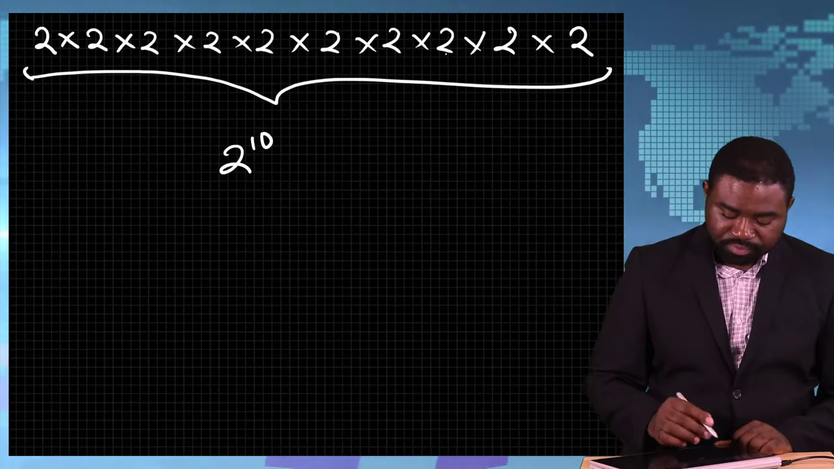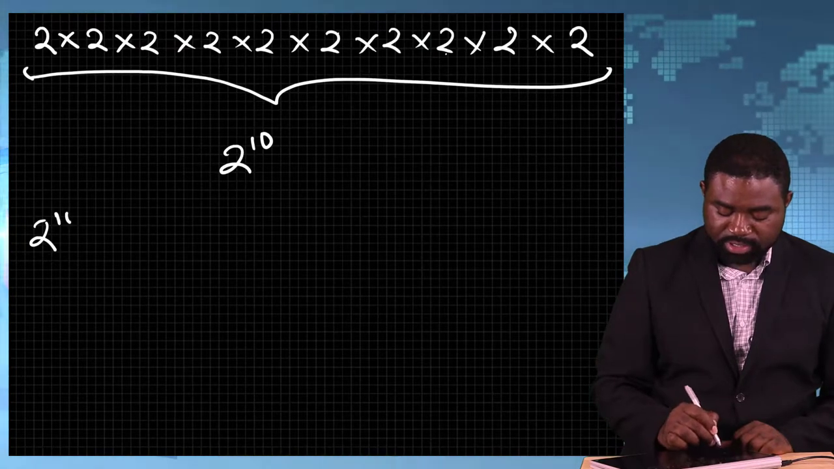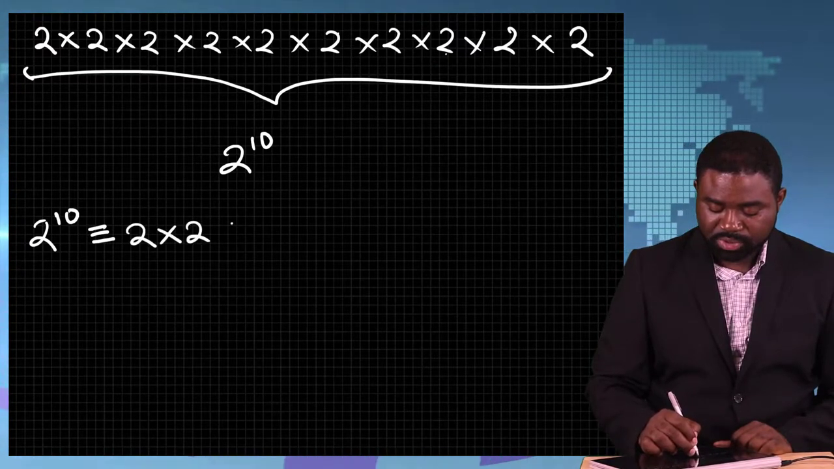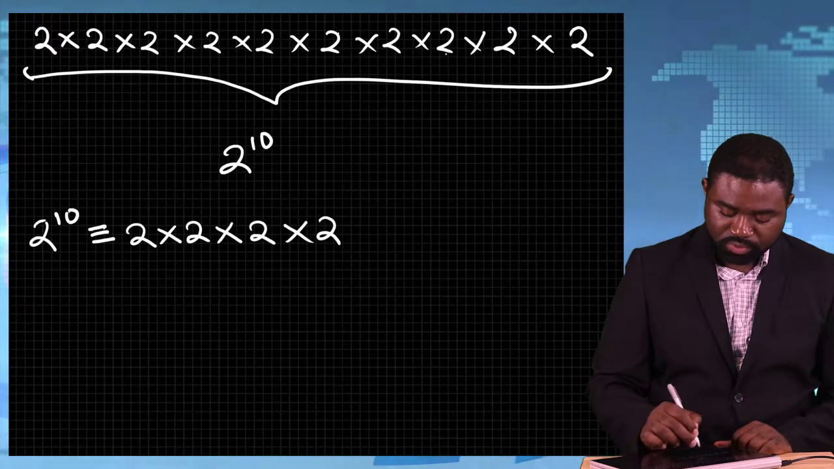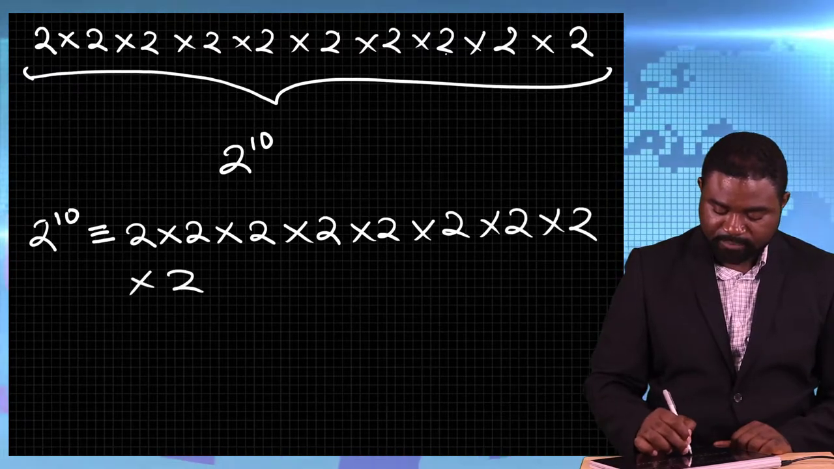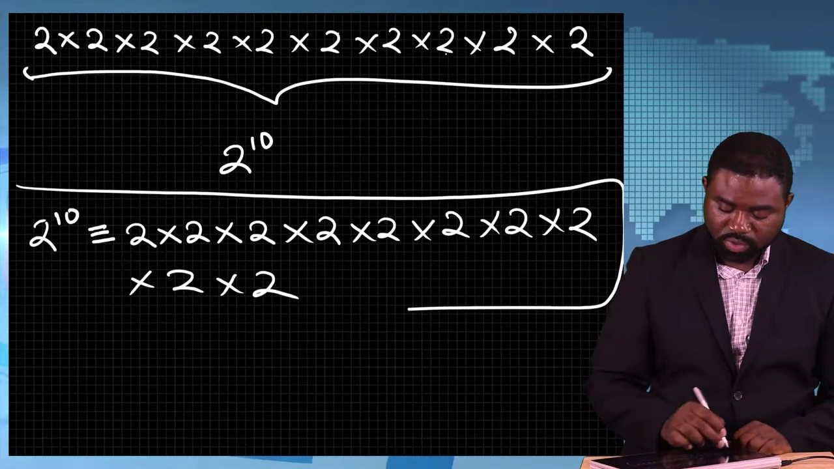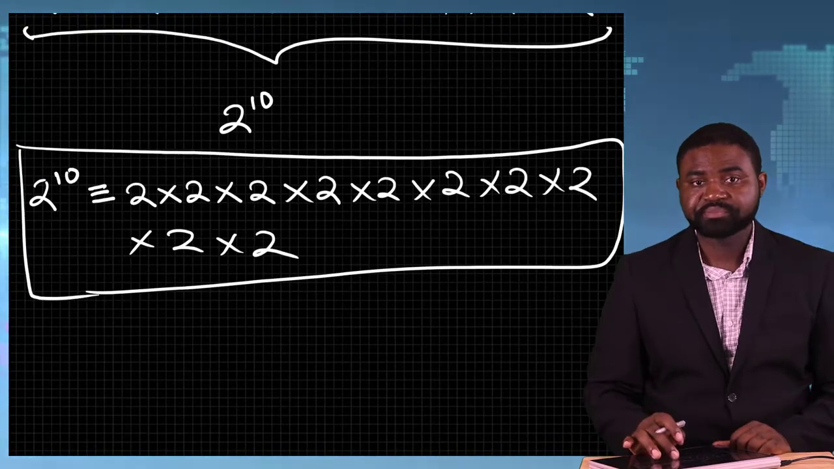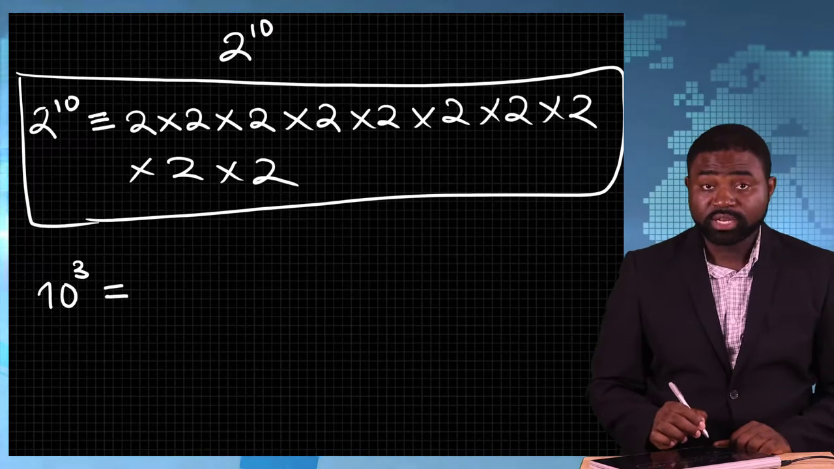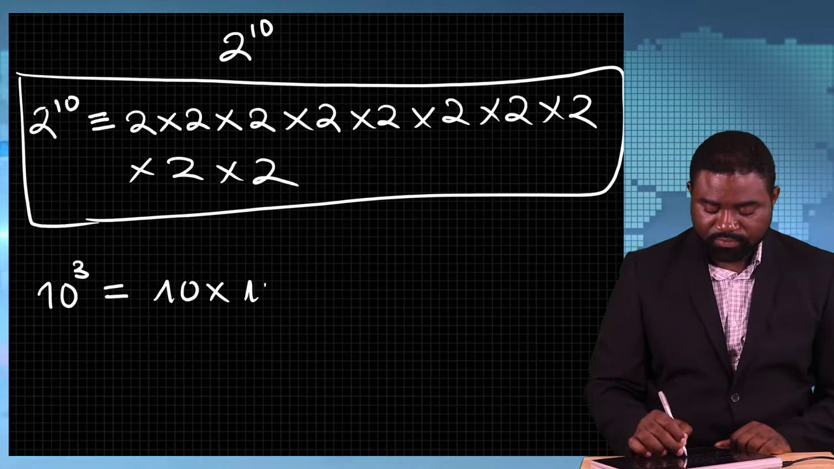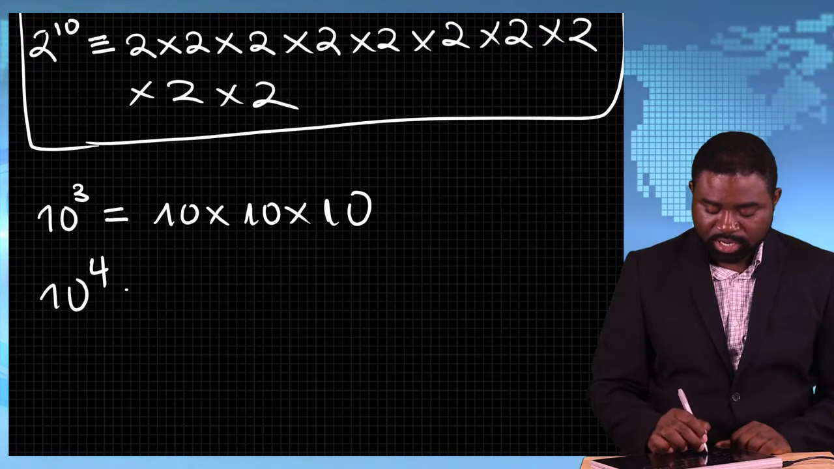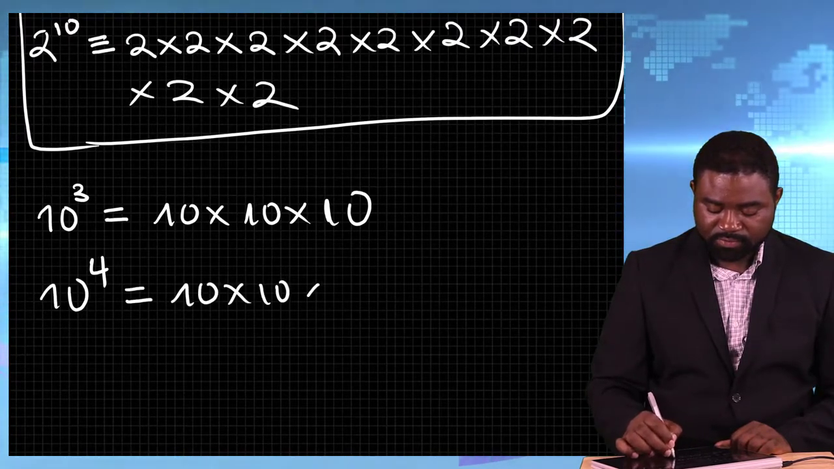In other words, 2 raised to the power 10 is equivalent to 2 multiplied by 2 10 times, 1, 2, 3, 4, 5, 6, 7, 8, 9, 10. So this is equal to 2 raised to the power 10. Now, if we write, for example, 10 raised to the power 3, that means that we have to multiply 10 by itself 3 times. So if we write 10 raised to the power 4, that means that we have to multiply 10 by itself 4 times.